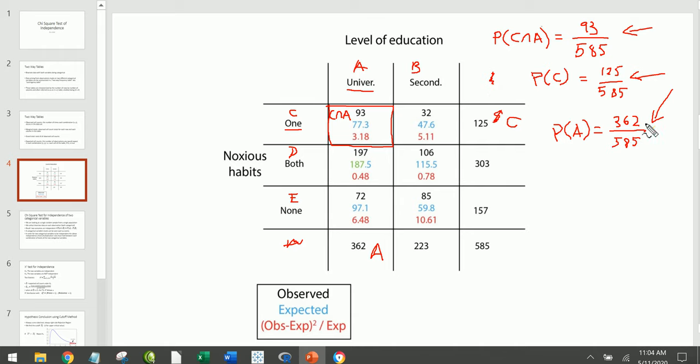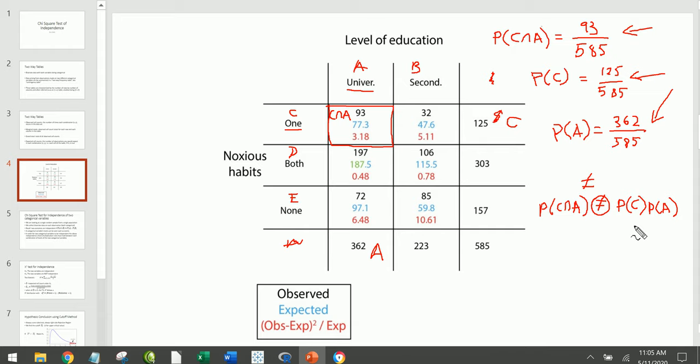Just do a quick calculation and you'll see that they do not equal. Check whether the probability of C and A equals the probability of C times the probability of A, the product of the marginals. If you plug in these numbers that we have here, you're going to see that these do not equal, okay? It may be close, it may be far off, but does not equal. And oftentimes in practice, you're never going to get them to equal perfectly.